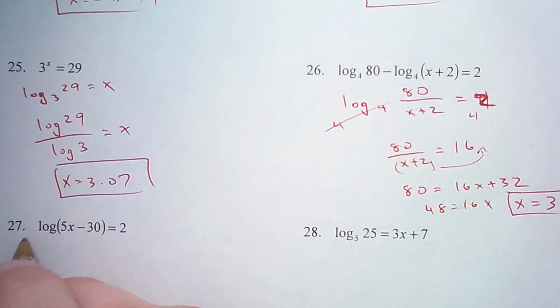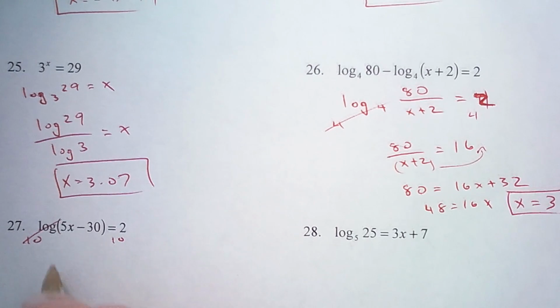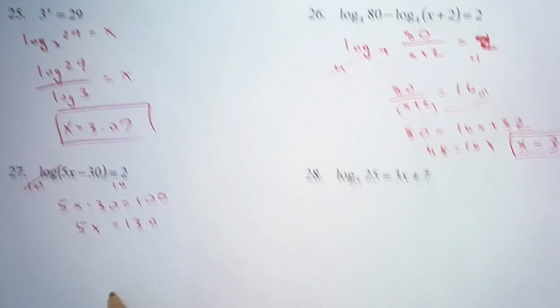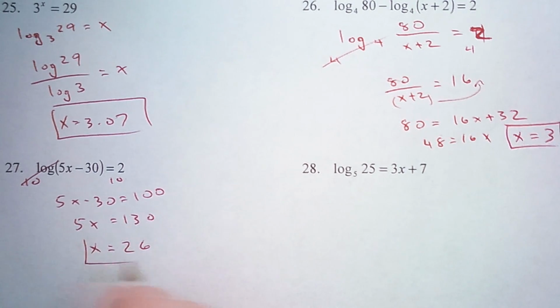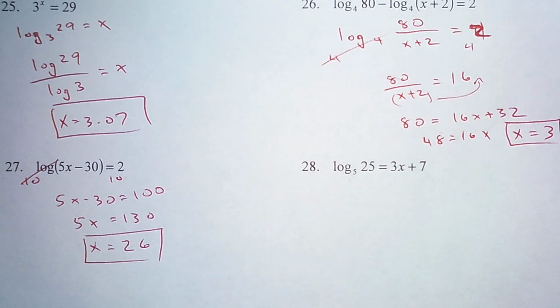Okay, next up, this is log base 10, and I've got a single logarithm, so let's do base 10 on both sides. 5x minus 30 equals 10 squared, 100. Add 30, 5x equals 130. And divide. 5 goes into 100 20 times and into 30 6 times, so 26.